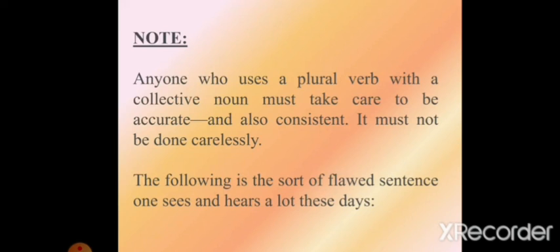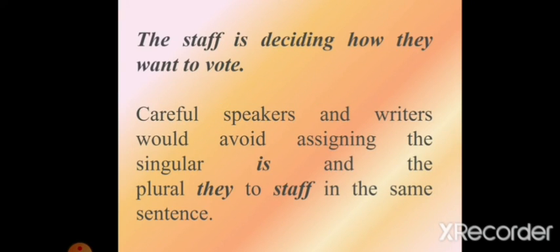Anyone who uses a plural verb with a collective noun must take care to be accurate and also consistent. It must not be done carelessly. The following is the sort of flawed sentence one sees and hears a lot these days. Many people make this mistake. The staff is deciding how they want to vote. Now, see, there is a mistake here. When they say is deciding, the staff is deciding is quite correct. How they want to vote. See here the subject and the verb want.